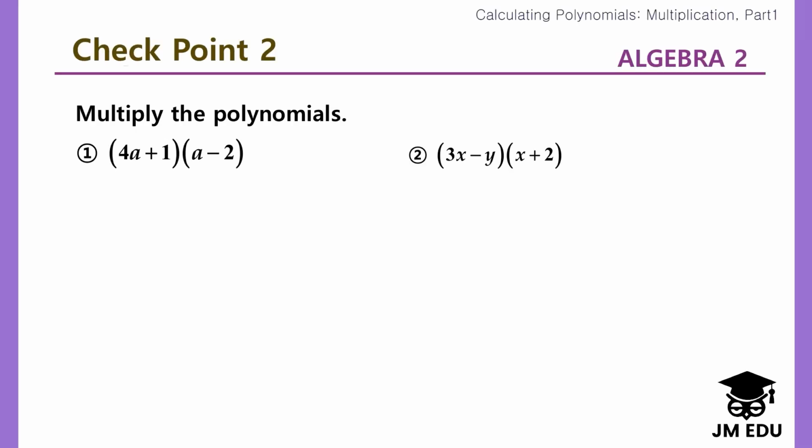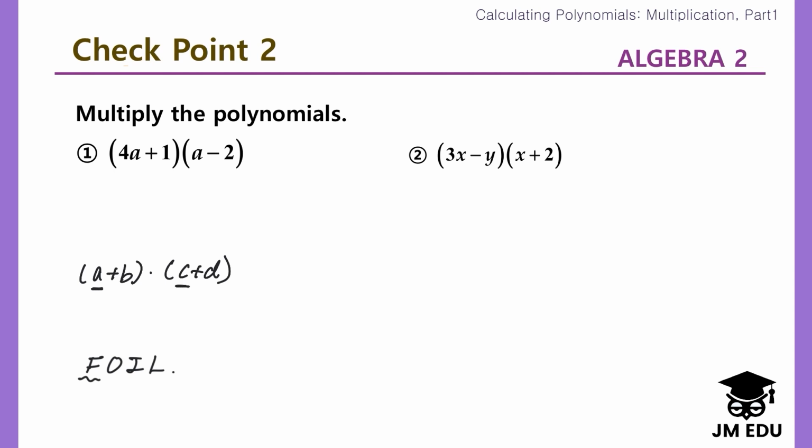Checkpoint 2. The question is to multiply the polynomials. Here we have a binomial, two terms, times binomial, two terms, right? So let's say we have binomial a plus b and binomial c plus d. And these two binomials are multiplied together. Then we're going to apply the technique called FOIL. F-O-I-L. Okay, F stands for multiplication of the first two terms.